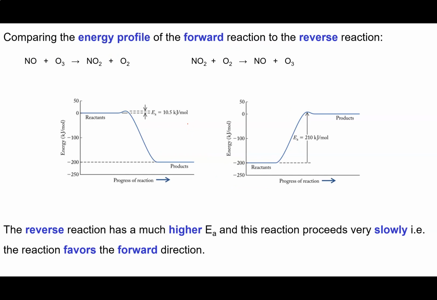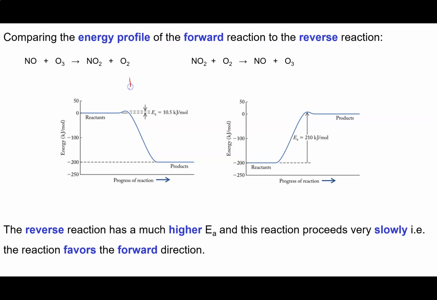So what we're going to look at now is what happens when we look at the forward and the reverse reaction side by side. So here's the reaction that we're interested in. NO plus O3 gives NO2 and O2. So we've got our reactants over here and we've got our products over here. And in this reaction, there's a loss of energy. So that's telling me that it's exothermic. Okay, so reactants here, if they can overcome the activation energy barrier, they can go on and form products, provided the collisions have the correct orientation.